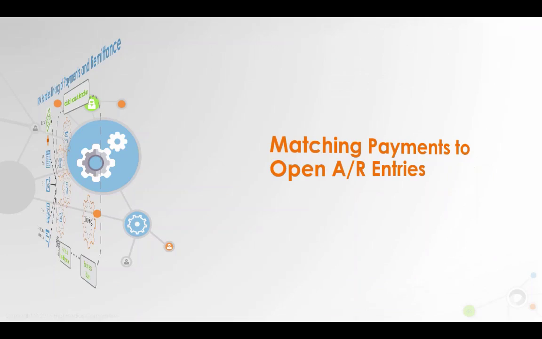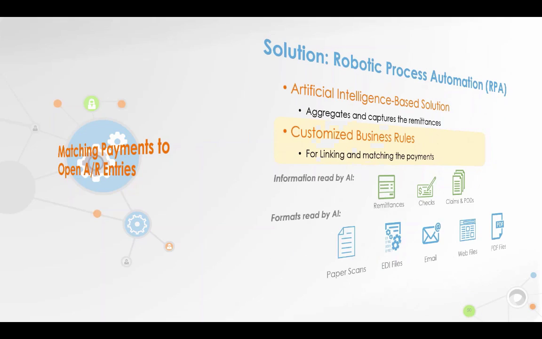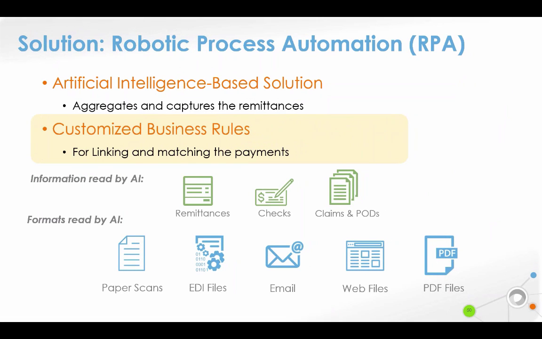So in that third step that we talk about a little bit here, we've now taken the remittance, we've collected it all together, and we've linked the remittance and the payment information together. So the next step is, well, how do we take that link file and how does it apply towards the open AR entries? Looking at the robotic process automation technology again, customized business rules are used to automate the matching of the payments and the invoices.